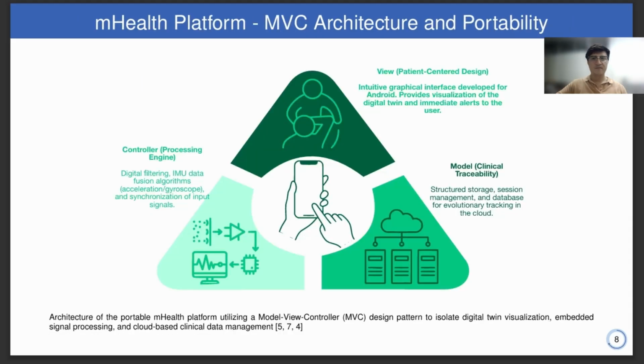mHealth platform, MVC architecture, and portability. This slide shows our mobile app's structure, built on a model-view-controller, or MVC, architecture: three independent layers working together around the user's phone. The controller is the background engine. It receives raw IMU signals and applies filters and fusion algorithms to clean and synchronize the data.